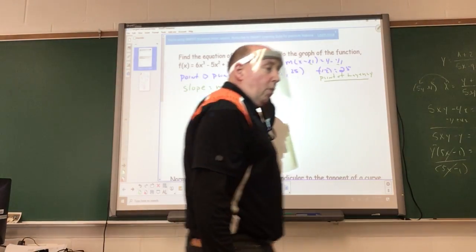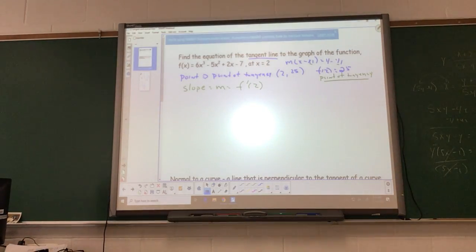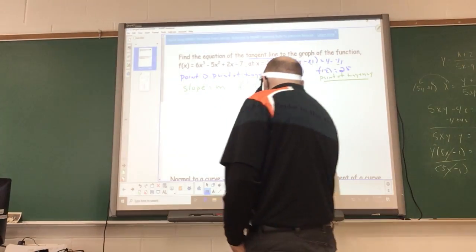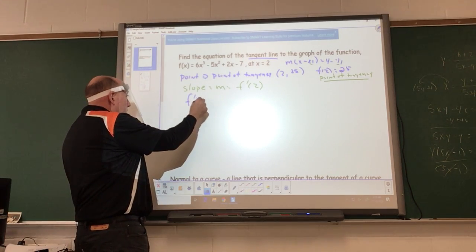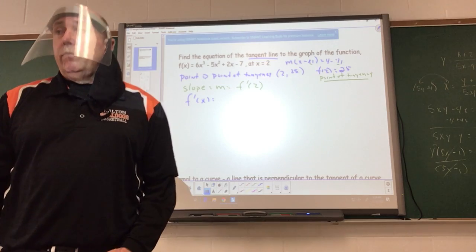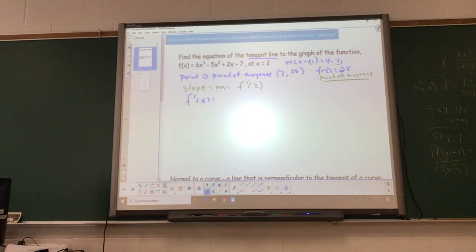Well, if I wanted to, I could go in and say the limit as x approaches 2 of f of x minus f at 2, which is 25, over x minus 2, combine all those together, and then sub in, factor, cancel, sub, and get my slope. Or I can just look at my derivative. If I have the polynomial 6x cubed minus 5x squared plus 2x minus 7, and I want to calculate the derivative, I want to use my exponent rule.